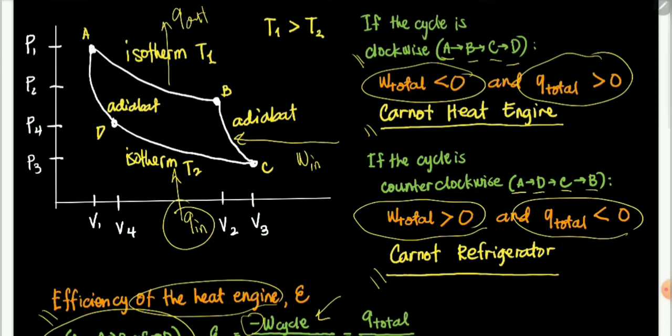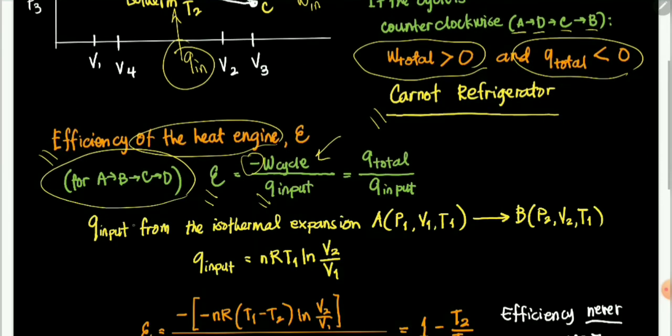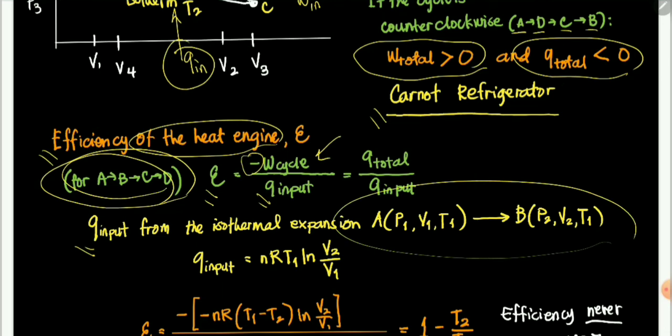Hindi naman siya yung Q ng cycle, just the input heat. So, kapag ka from A to B, yun ay yung heat input kapag ka heat engine. Okay? Because of this particular flow of the cycle. So, the efficiency is now then the negative of the work of the cycle, okay, over the Q input. Okay, so the Q input is from the isothermal expansion A to B. So, from A to B, nagkaroon ka ng input ng heat. Okay, positive ang Q ng step na yan. So, this is the Q input.